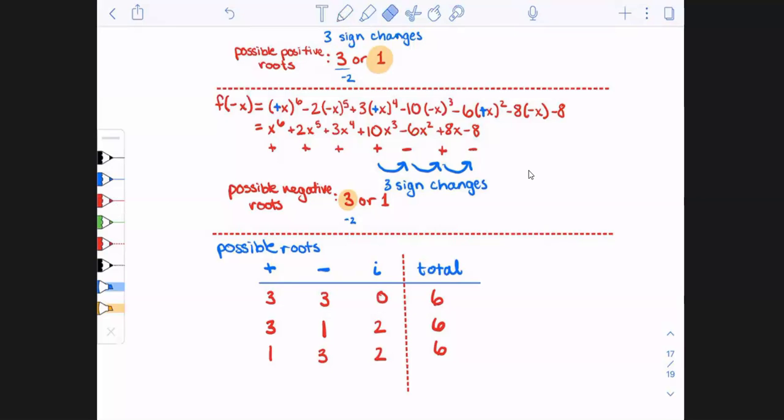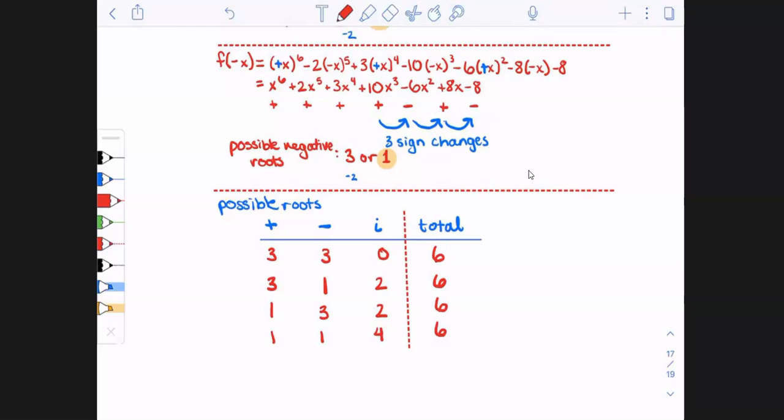And then the last possible thing that could happen is that I have 1 positive, 1 negative. That's only a total of 2 roots. I need 6. So that means I have to have 4 imaginary roots.